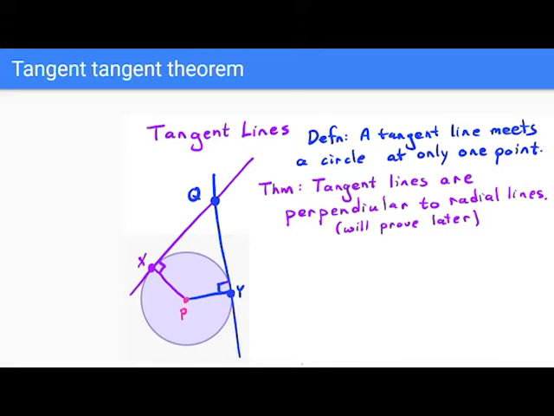So let's first explain the tangent theorem, all right? Tangent lines is a definition. So the question has some definition, right? Definition: a tangent line meets a circle at only one point. The theorem states tangent lines are perpendicular to the radii lines. This will be proven later, right?